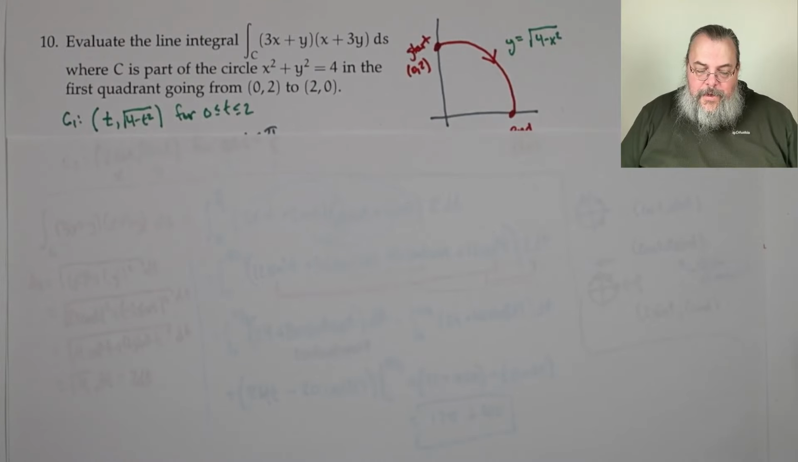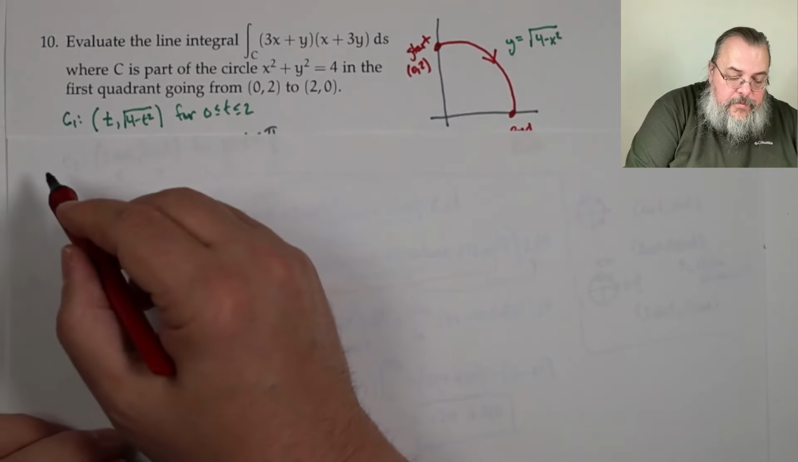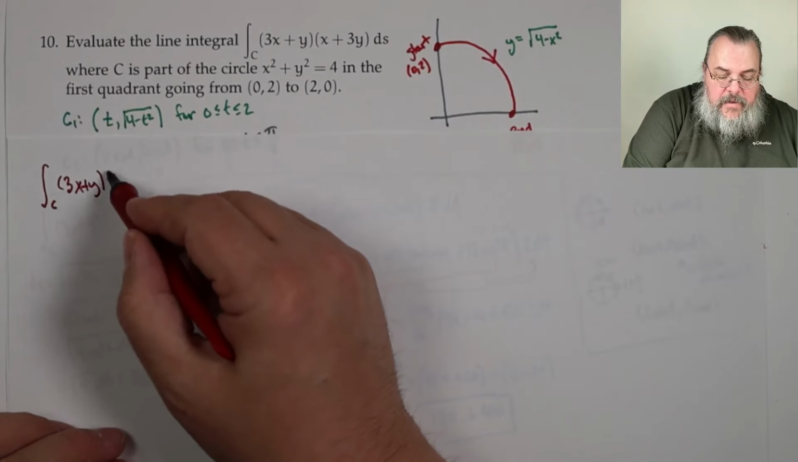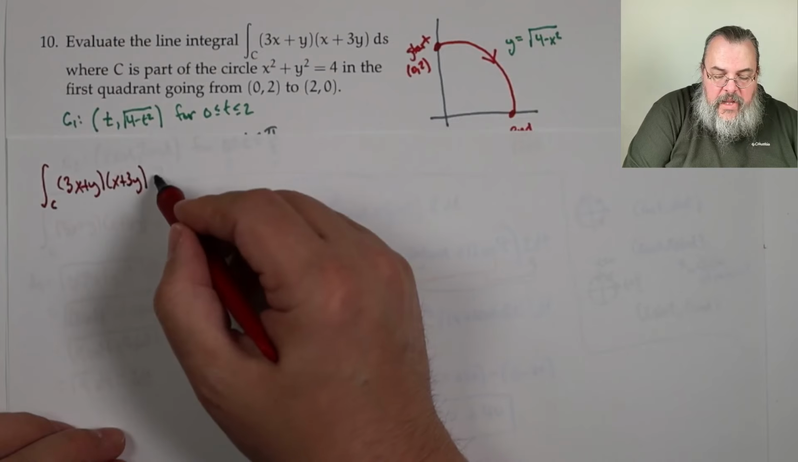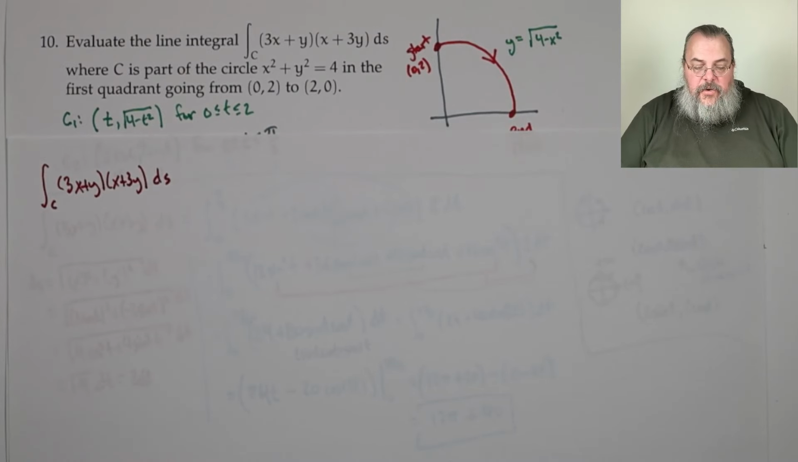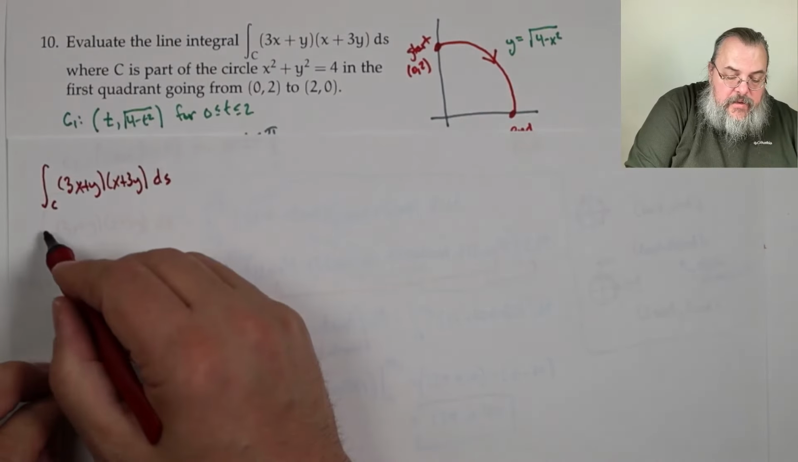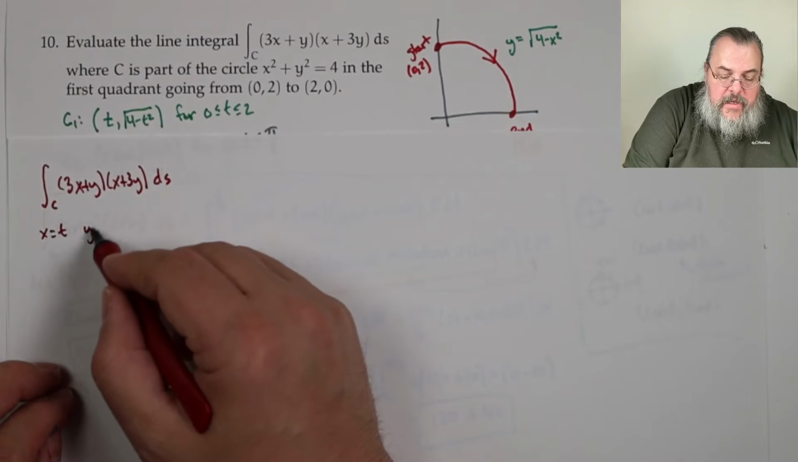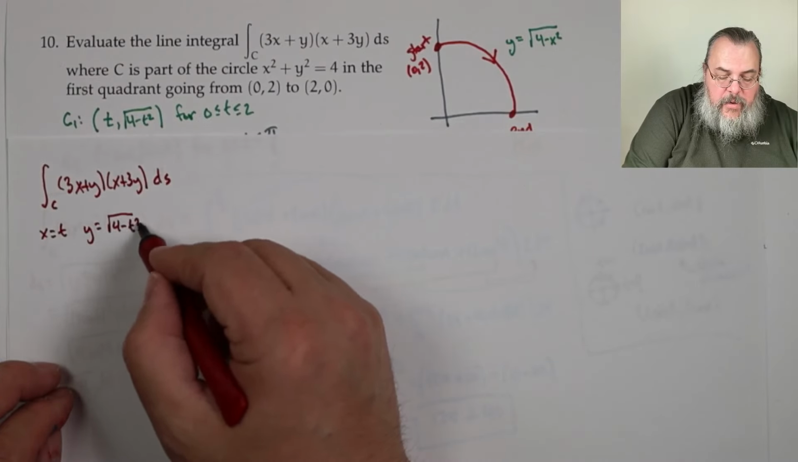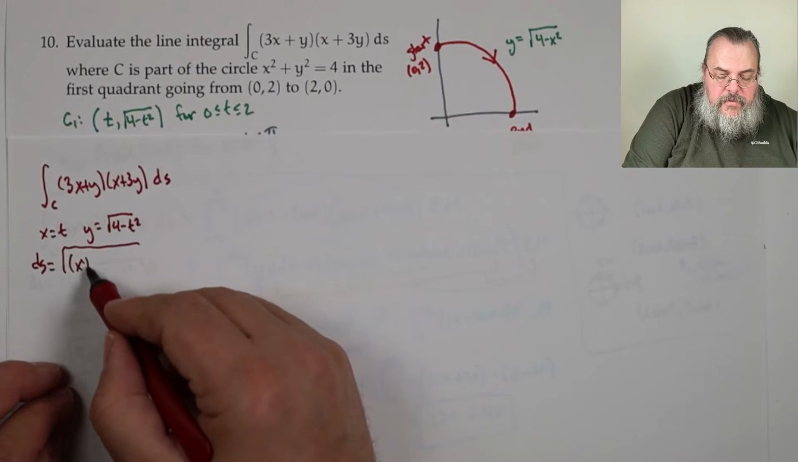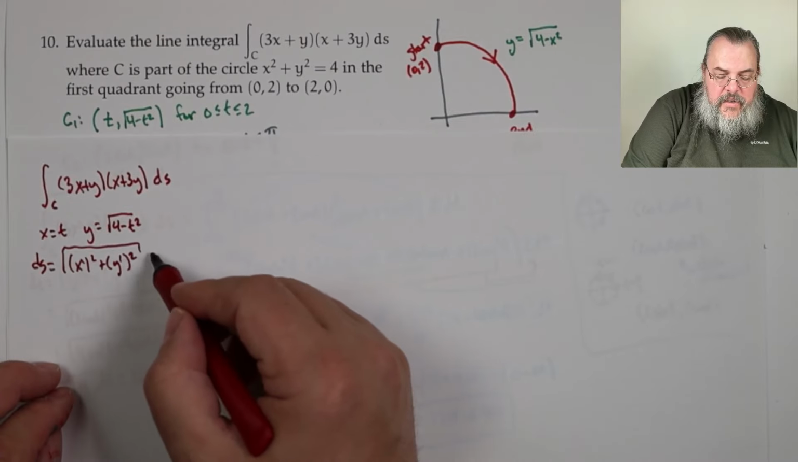So, where do we begin? Well, let's remind ourselves what we're doing. We're going to find the integral along C of 3x plus y times x plus 3y ds. Well, for that, we're using our parameterization, so we have our x and y. So we note that x equals t, y equals the square root of 4 minus t squared, and ds, well, that's going to be the square root of x prime squared plus y prime squared dt.